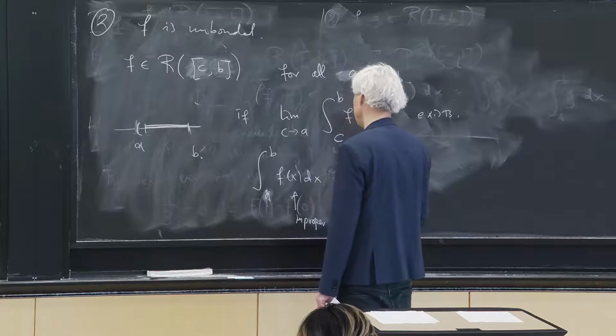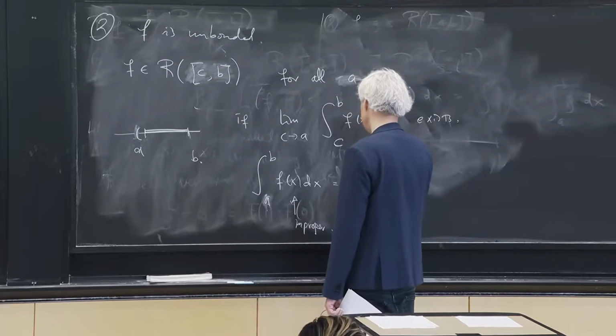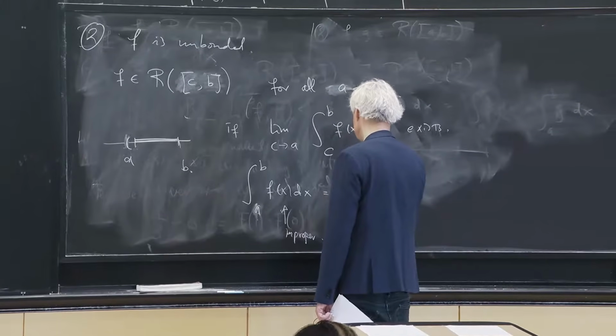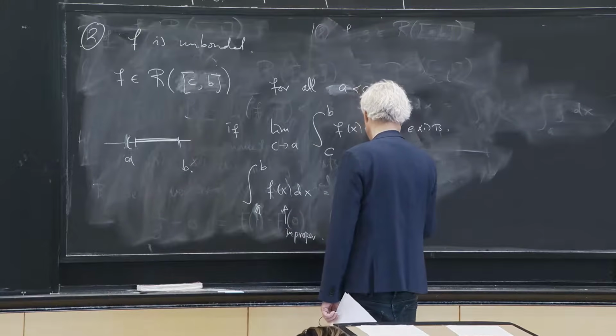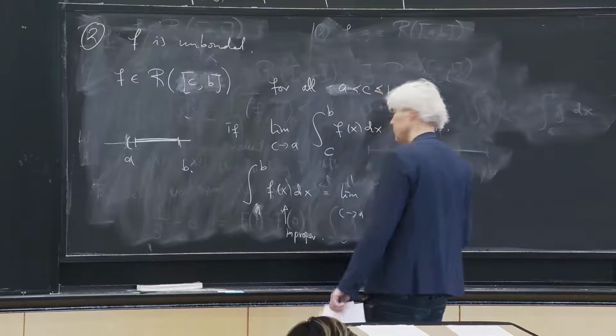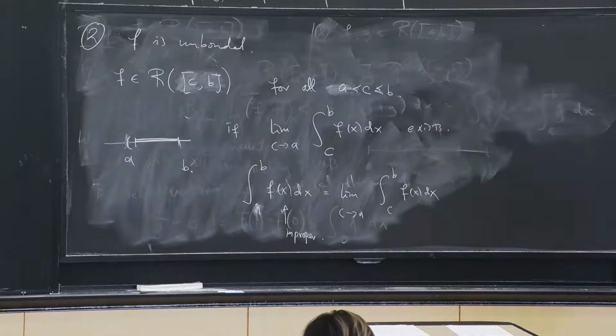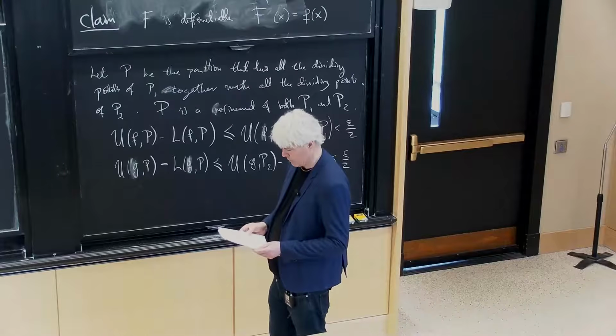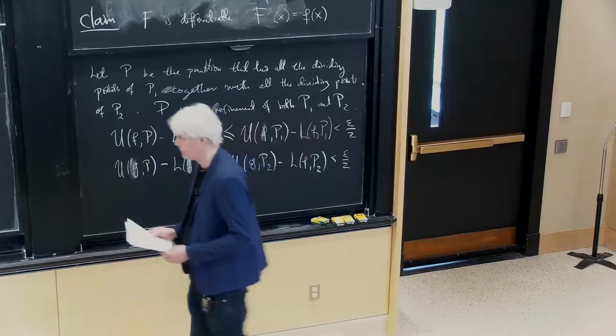If this here, we say that this thing here is equal to the limit as c goes to a of the integral from c to b of f of x dx. And so the improper integral actually often appears in things. So let me look at examples of this.